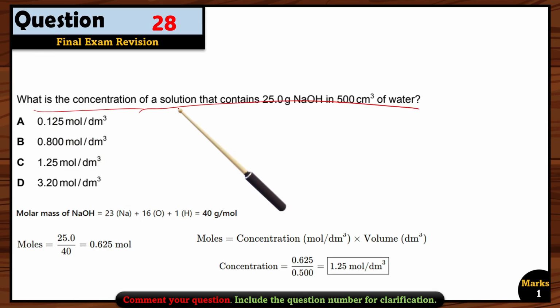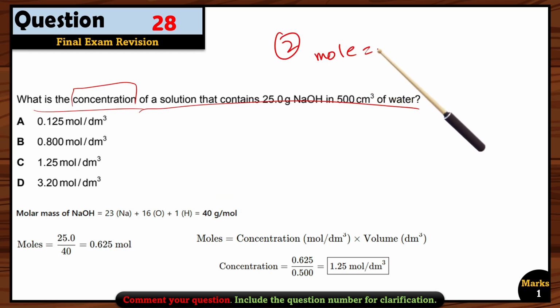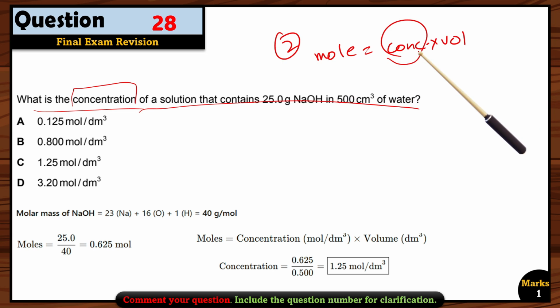But you have to read the question again carefully. What is the concentration? So now the question is related to concentration. You have to find the formula. You have to now decide which formula we can use. So I already gave you the second formula, that is mole is equal to concentration into volume. It means we are going to use this formula because we have to find the concentration, right?